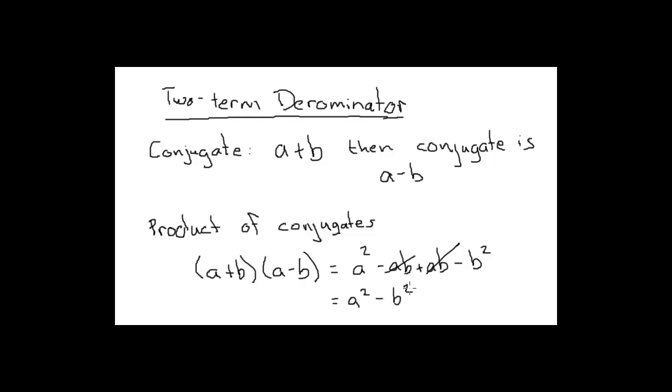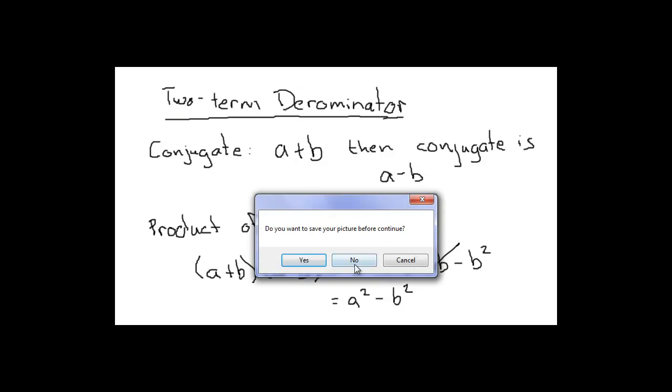And that's what's sort of important about the conjugates: when you multiply two terms by its conjugate, the middle terms always cancel out. So we'll see why that's useful right now. Well, let's do an example.